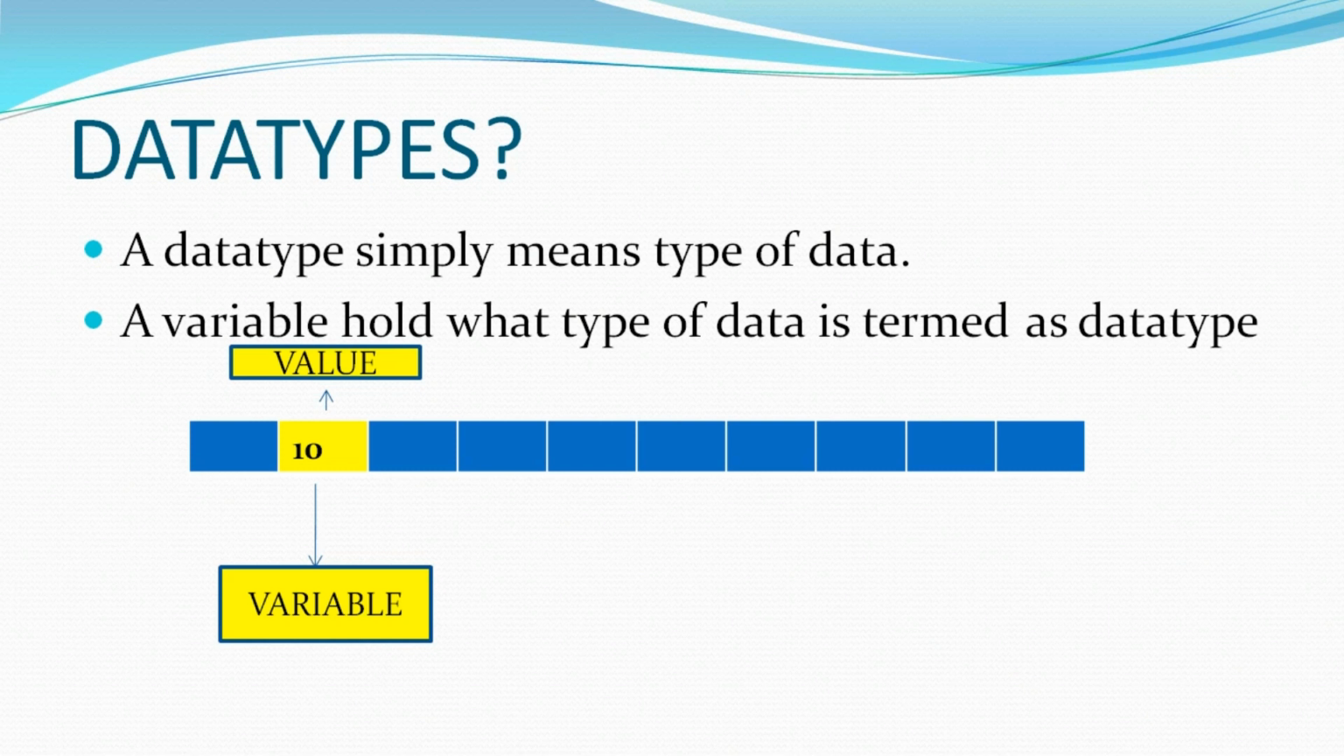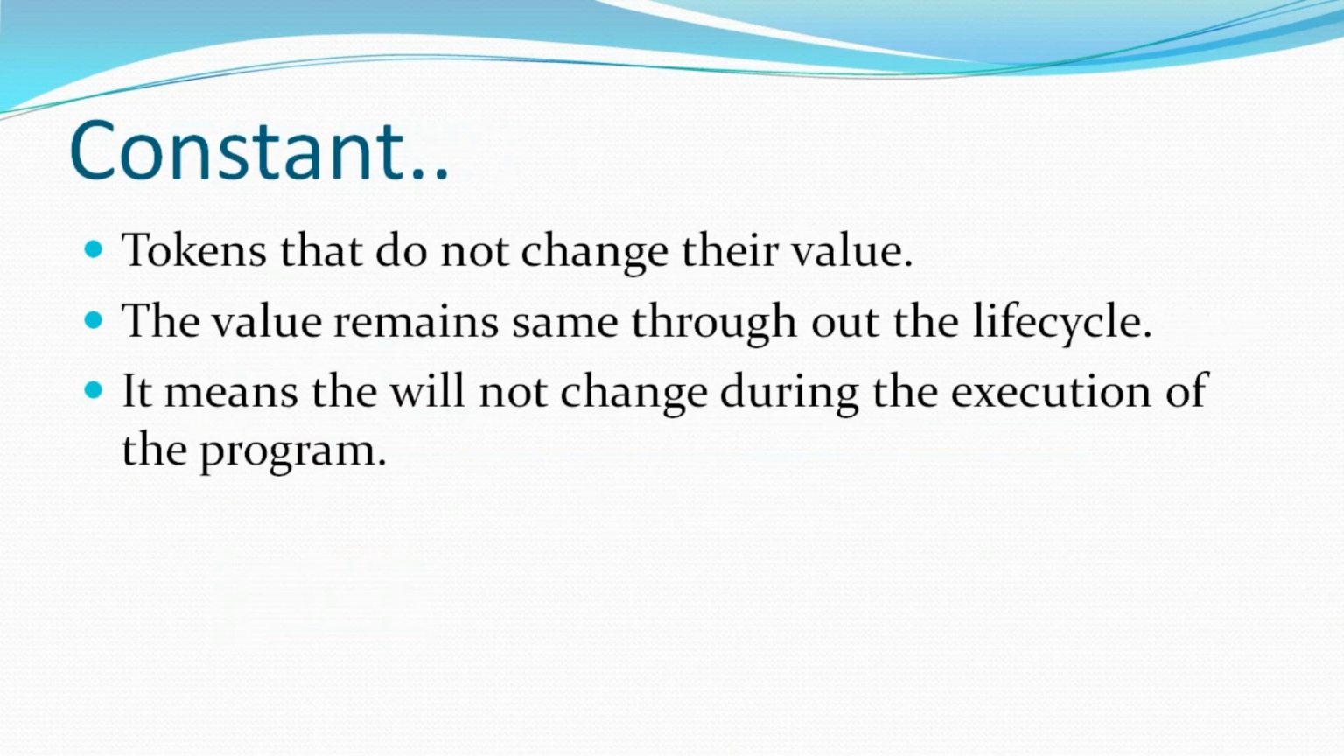data type. So there are many data types like integer, which holds integer values, float, which holds decimal values, double, character. There are tons of data types. So this is what data type is all about. Now, what are constants? Tokens that do not change their value. Their value remains the same throughout their life cycle, like 1, 2, 4, 5, 7, 8, 9, 10. It means the value during the execution of the program will not change. These are known as constants.